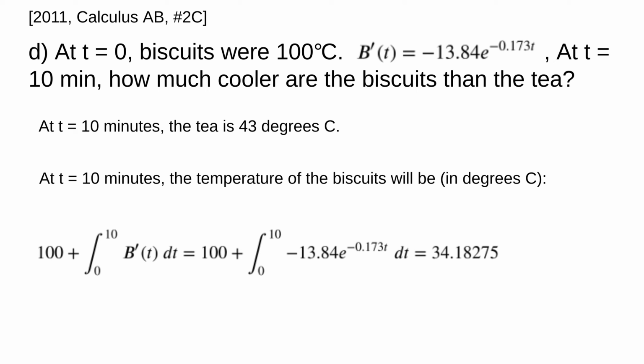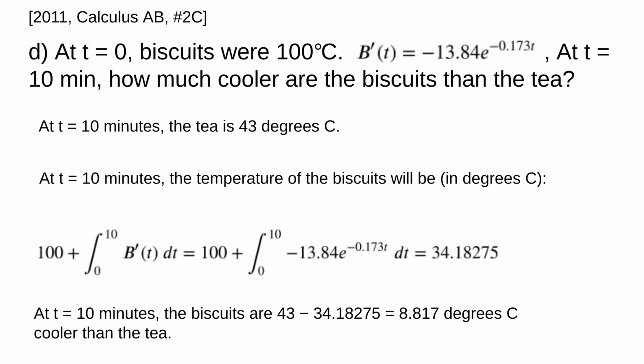That's not the actual answer to this question. The question is, how much cooler are the biscuits than the tea? So we still actually have to do a subtraction problem here. At t equals 10 minutes, the biscuits are 43 minus 34.18275 degrees Celsius cooler than the tea. It turns out it's 8.817 degrees.